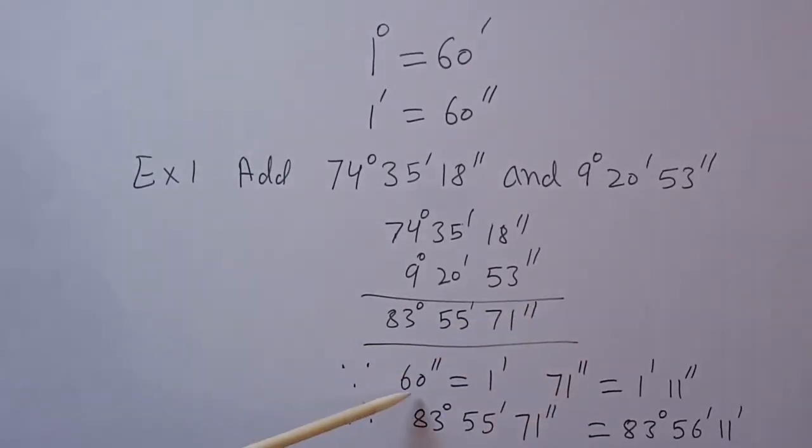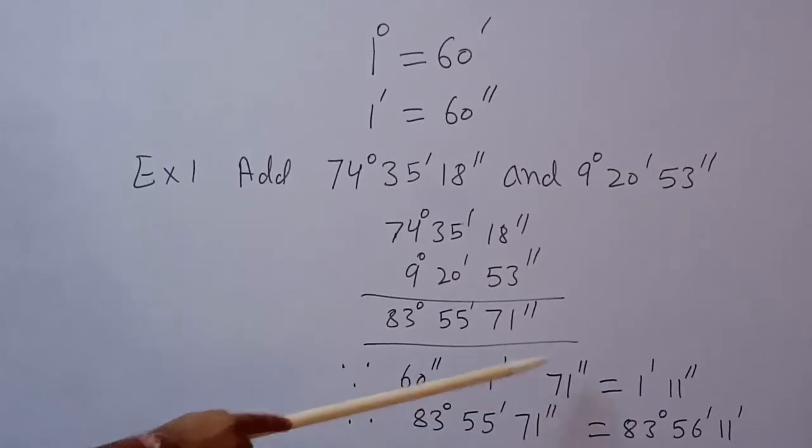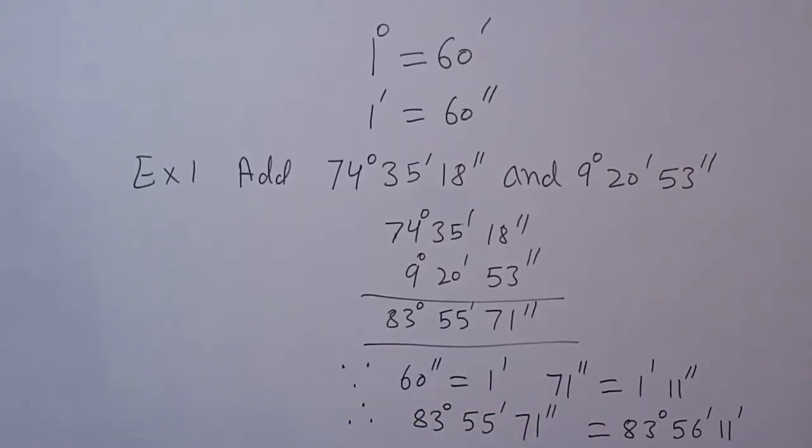And you all know 60 seconds equals 1 minute. Therefore 71 seconds equals 1 minute 11 seconds. Now 83 degrees 55 minutes 71 seconds will become 83 degrees 56 minutes and 11 seconds.